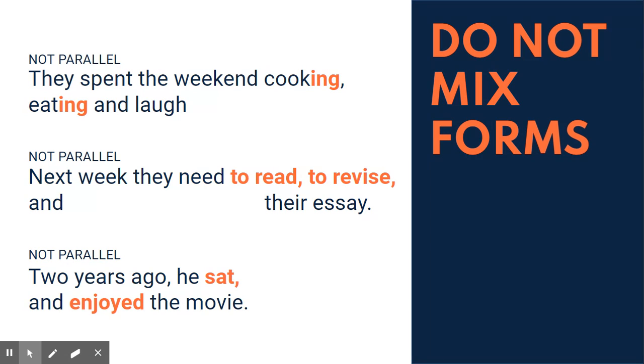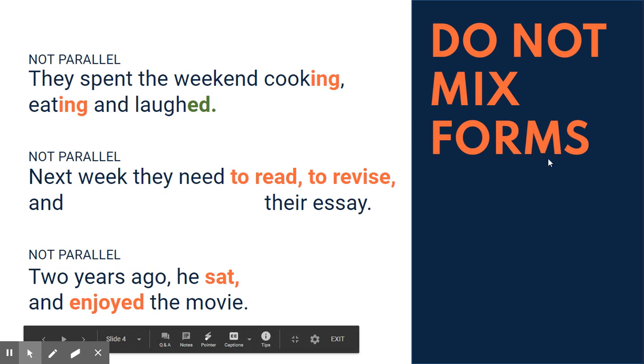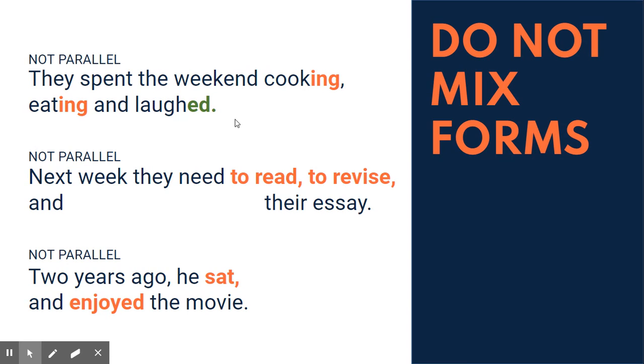You want to make sure not to mix your forms. So let's look at this example. They spent the weekend cooking, eating, and laughed. Right? So we have gerunds here, cooking and eating, and then we have a past tense verb, laughed. It's not balanced. It's not parallel.